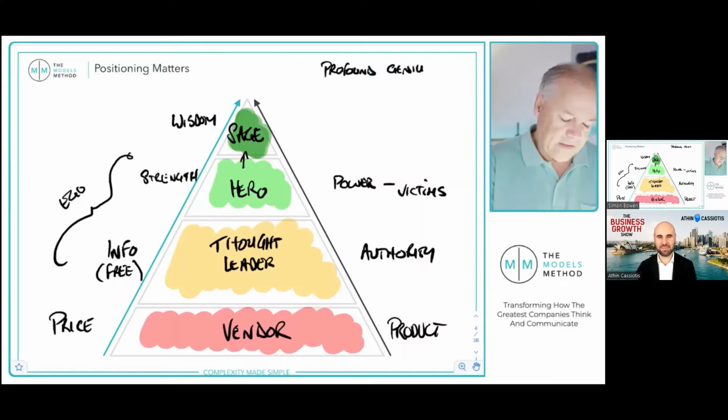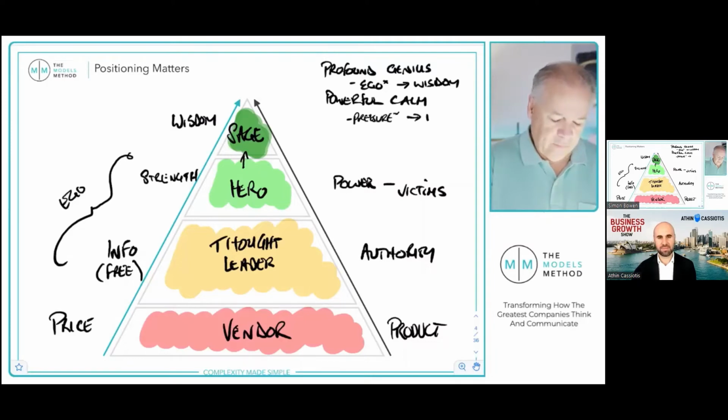Three qualities of the sage. They sell with profound genius. They don't sell through ego, they sell through wisdom. They show up with powerful calm. They don't sell through pressure. They sell through presence. Now let's just pause on that for a moment.